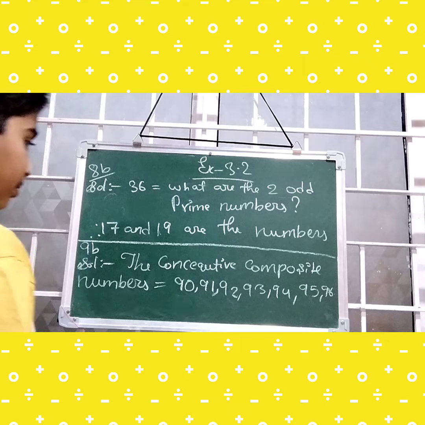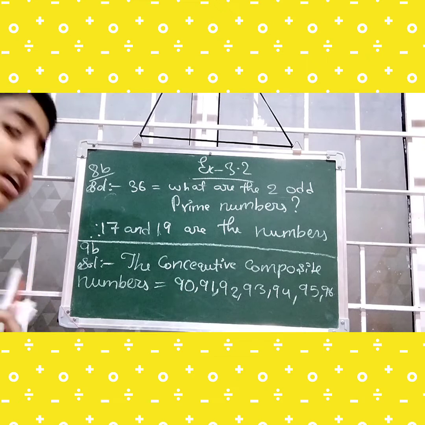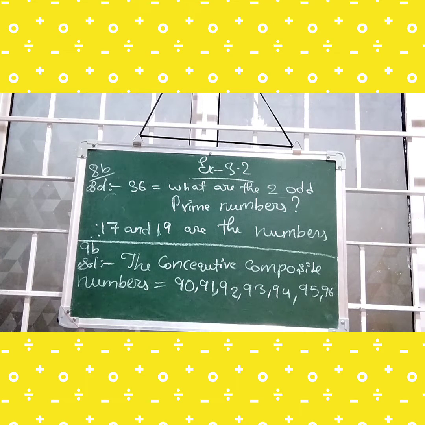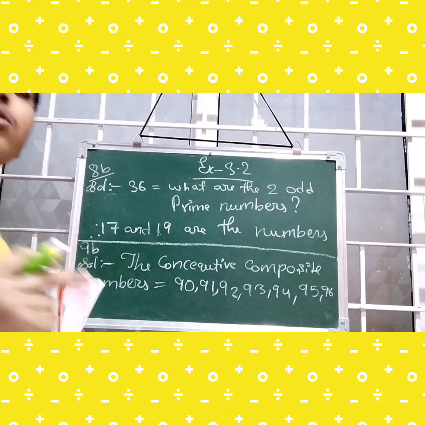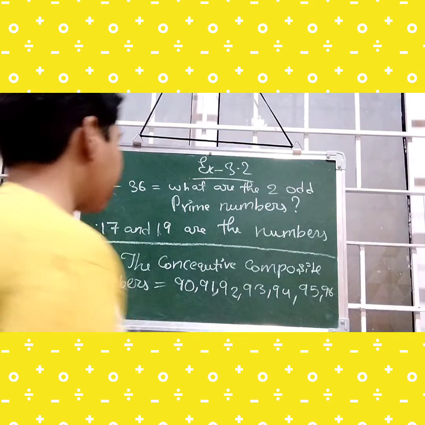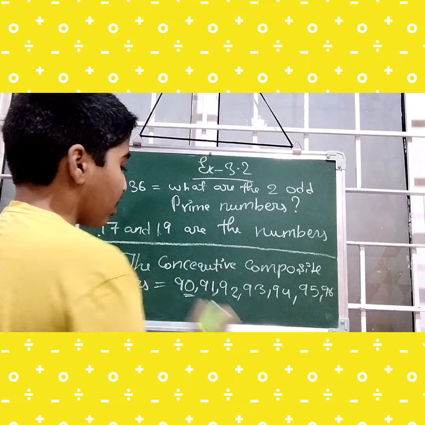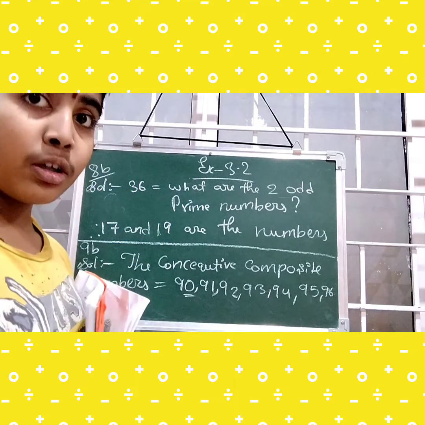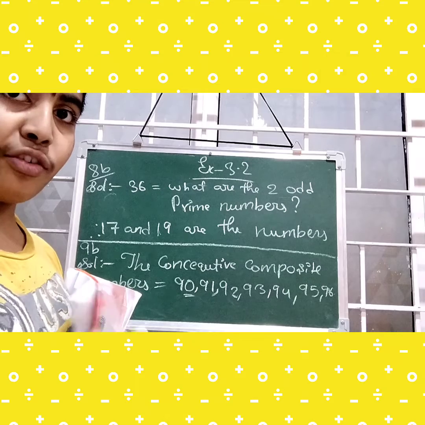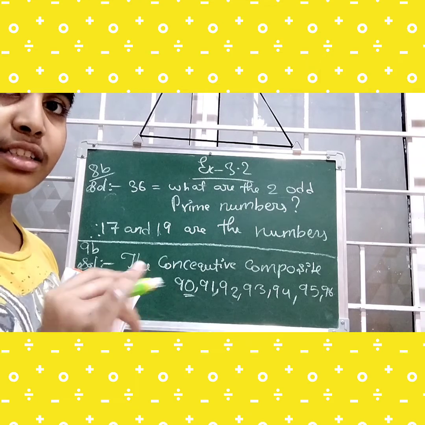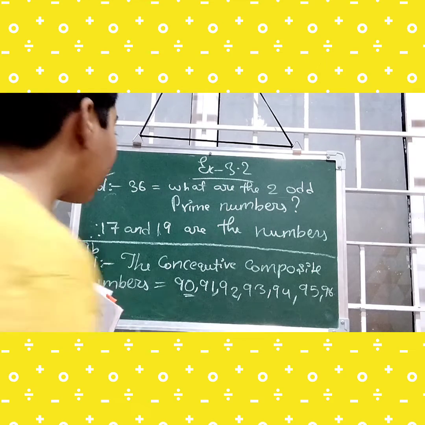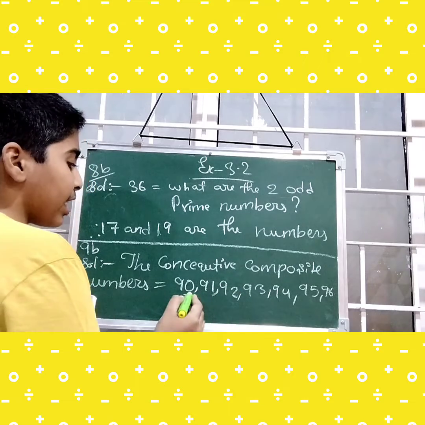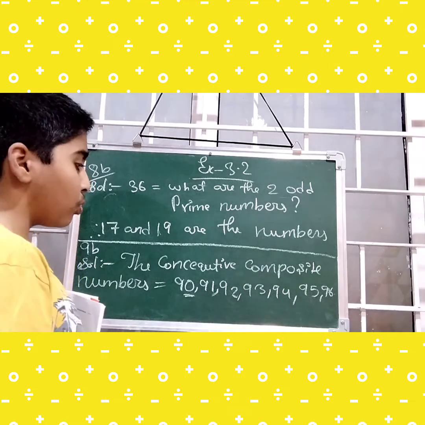You can have a doubt: from 90, how can we get these numbers? Here we can use the divisibility rules for easy checking. Here 0 is there. Divisibility rule of 2: in the ones place, any one of 0, 2, 4, 6, 8 should be there. Here 0 is there, so it's divisible by 2.